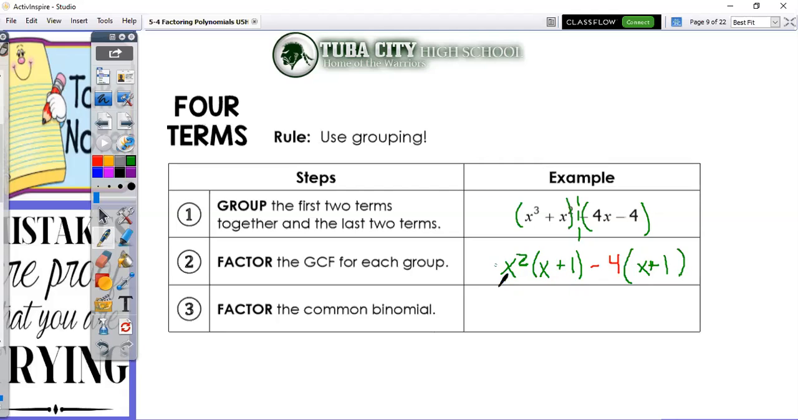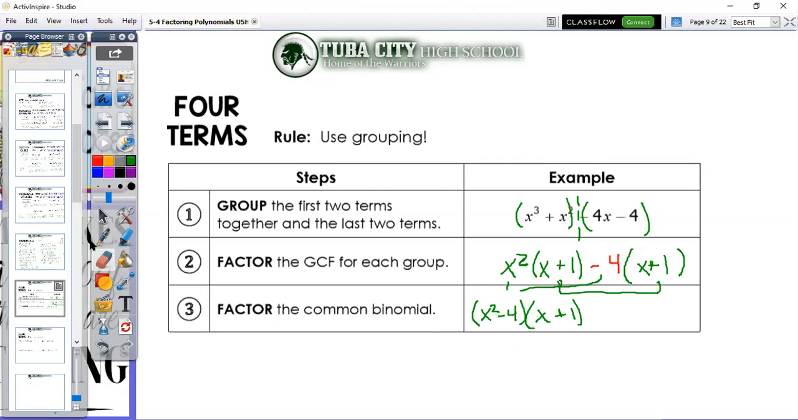So what you got to do now is put this and this together. So x squared minus 4. And these two, x plus 1 and x plus 1, are going to be the same. Again, they're the same because they are actually the same group. They are the same thing.